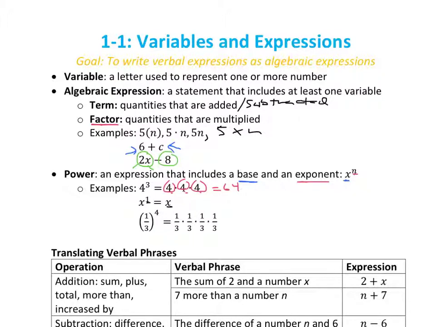Okay, so x to the first power equals x, and 1/3 to the fourth power. So if you have a fraction, okay, you actually just write that fraction times itself that many times. So we've got the fourth power, so we've got 1, 2, 3, 4, 1/3 all multiplied together. Remember, when we multiply fractions, we just multiply all the tops together and multiply all the bottoms together. So we've got 1 times 1 times 1 times 1 equals 1. And the bottom, we've got 3 times 3 equals 9. 3 times 3 equals 9, so these become 9. When you multiply 9 times 9 together, you get 81. So the answer to 1/3 to the fourth power would be 1/81.